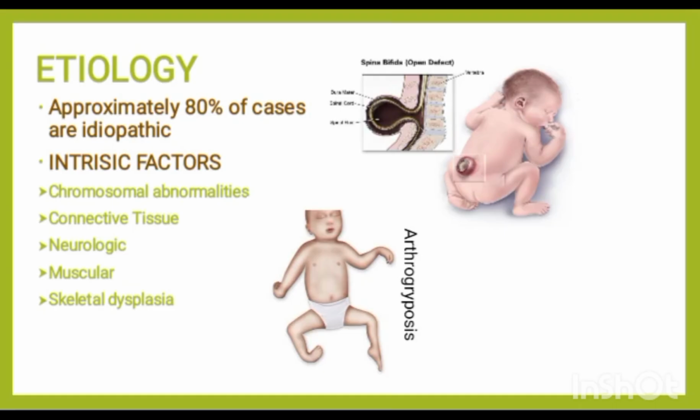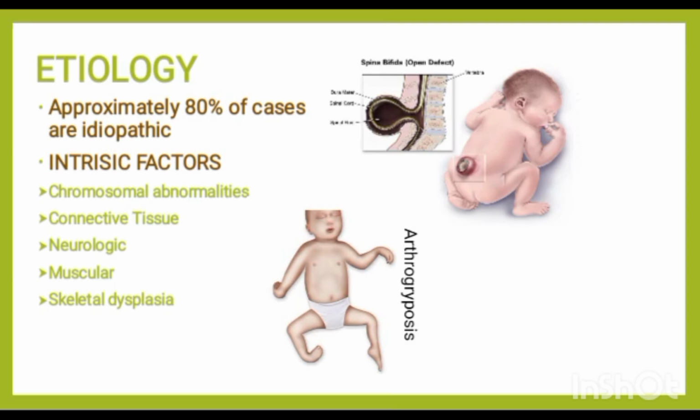Etiology. Approximately 80% of the cases are idiopathic, where the underlying cause is not known. There are other intrinsic and extrinsic factors as well. The intrinsic factors involve chromosomal abnormalities like genetic mutation. There is a condition called trisomy 18, where there are 3 copies of chromosome 18 that also results in clubfoot. Other is connective tissue. There may be any connective tissue defect as well, for example arthrogryposis. It is a condition that involves contractures of more than 3 joints in the body, and there is permanent stiffness present in the body as well.